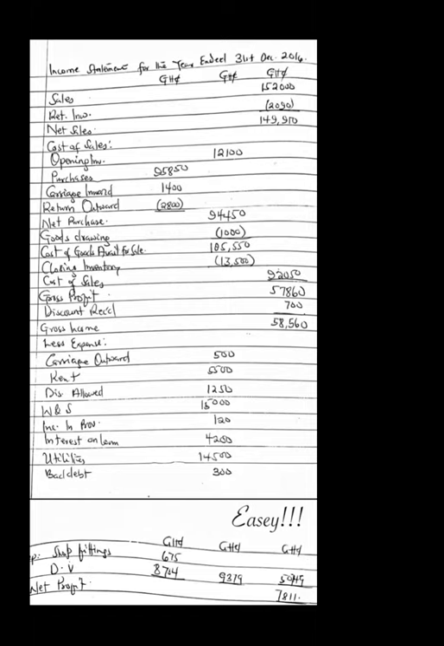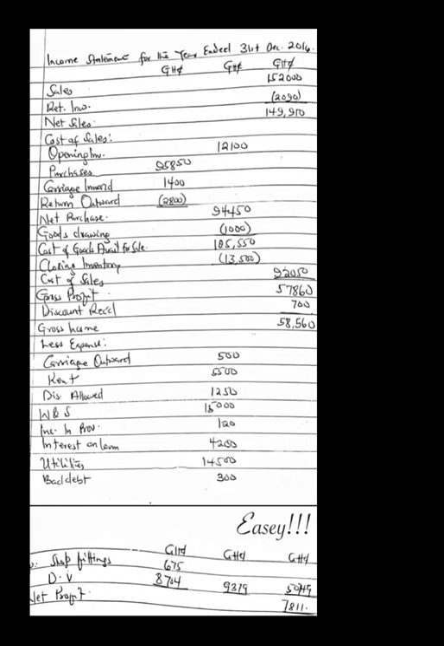And then we move to cost of sales. In cost of sales, you have opening inventory, which is 12,100. Then we add net purchases. For net purchases, we have purchases plus carriage inwards minus returns outwards.